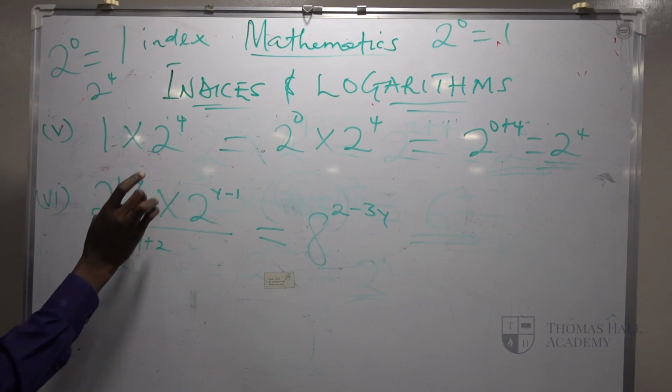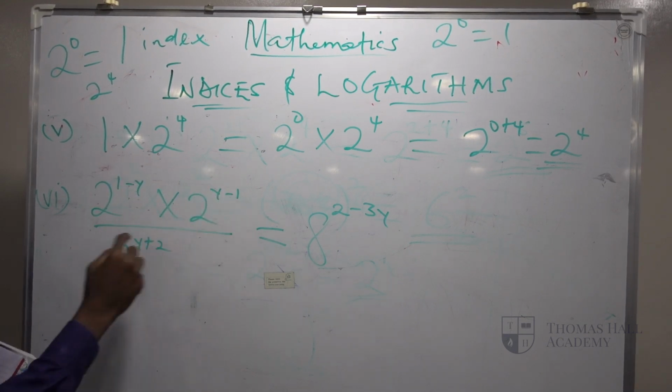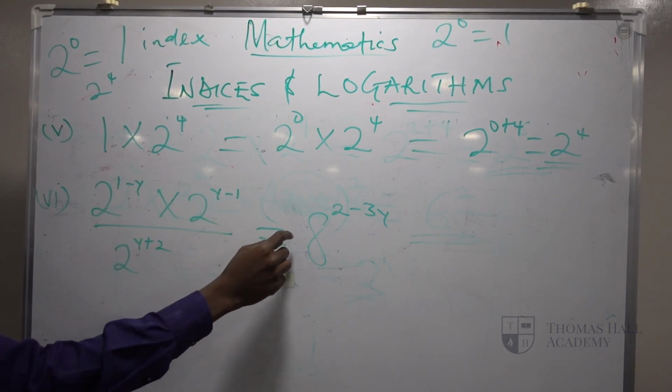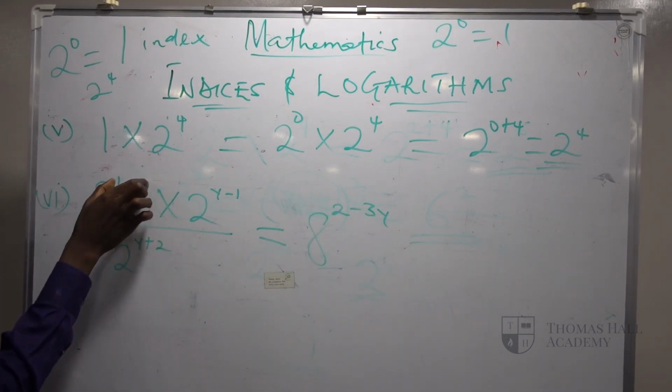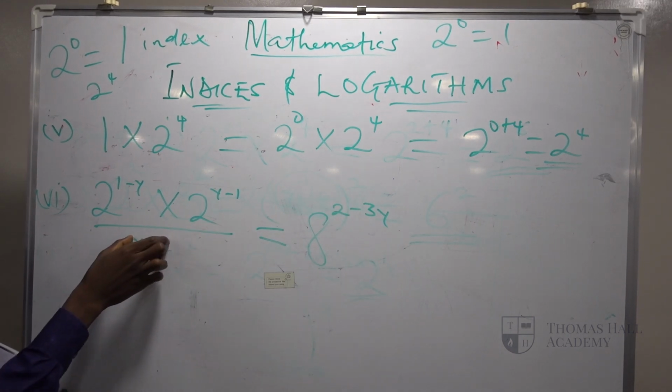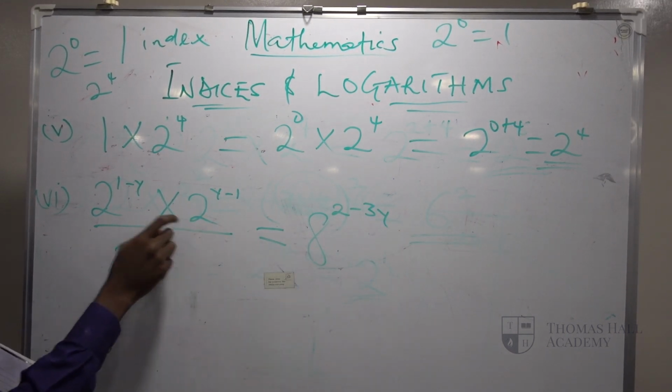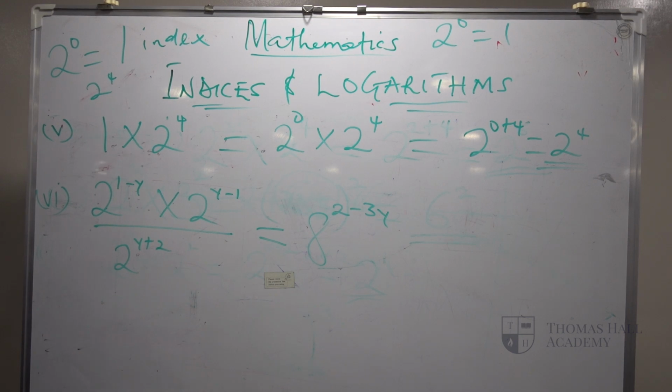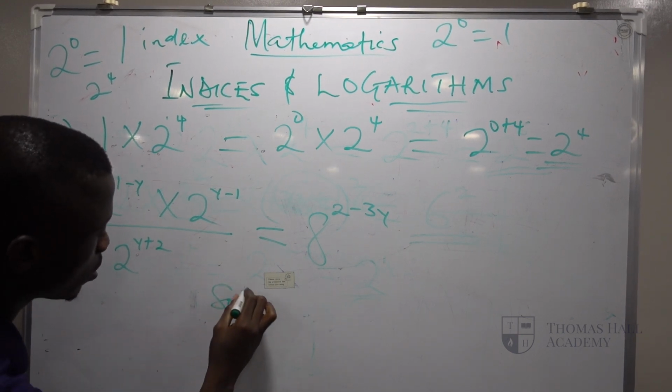Now, 2 raised to power 1 minus y times 2 raised to power y minus 1 all over 2 raised to power y plus 2 equals 8 raised to power 2 minus 3y. This 1 minus y, y minus 1, 2 minus 3y, y plus 2, they are all the powers of these numbers. Now, the first thing we do is this solution.